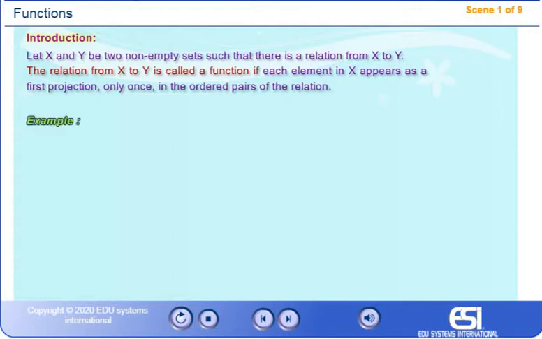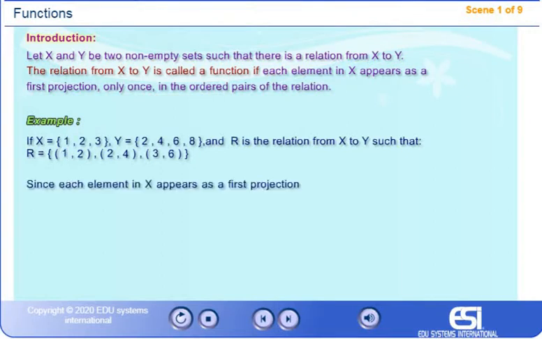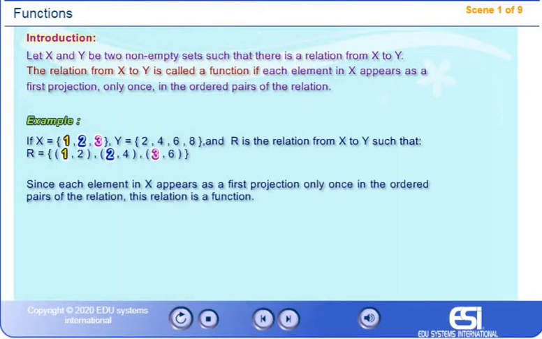In this example, X equals the set of 1, 2 and 3. Y equals the set of 2, 4, 6 and 8. R is the relation from X to Y, such that R equals the set of ordered pairs (1, 2), (2, 4) and (3, 6). Since each element in X appears as a first projection only once in the ordered pairs of the relation, this relation is a function.